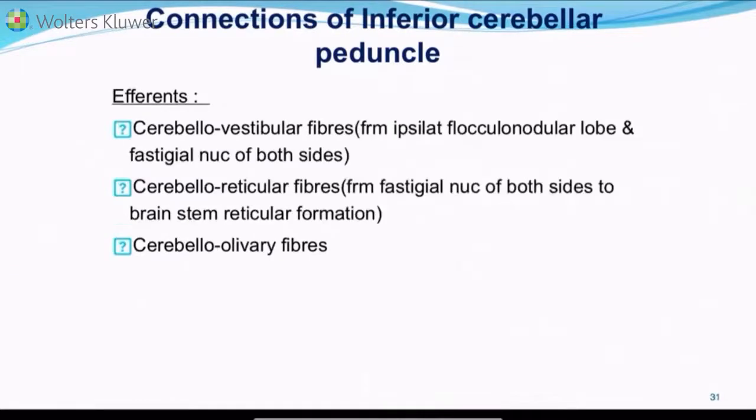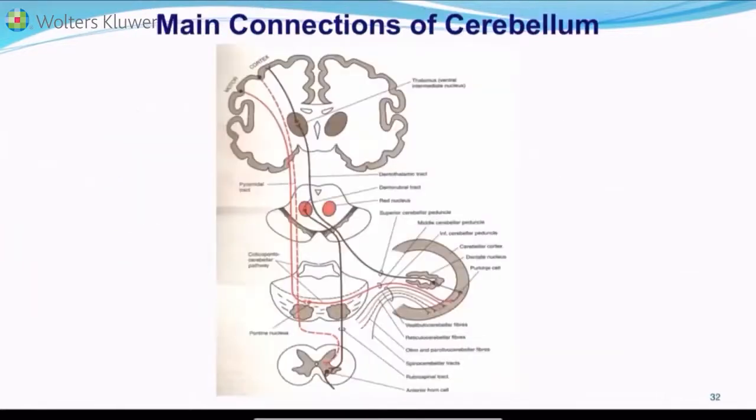The efferents that pass through inferior cerebellar peduncle are cerebello-vestibular fibers from ipsilateral, that means same side, from ipsilateral flocculonodular lobe and fastigial nucleus of both sides. Cerebello-reticular fibers from fastigial nucleus of both sides to brainstem reticular formation. Cerebello-olivary fibers. So this completes the connections of each of these peduncles. What are the afferent and efferent tracts that are passing through these peduncles?